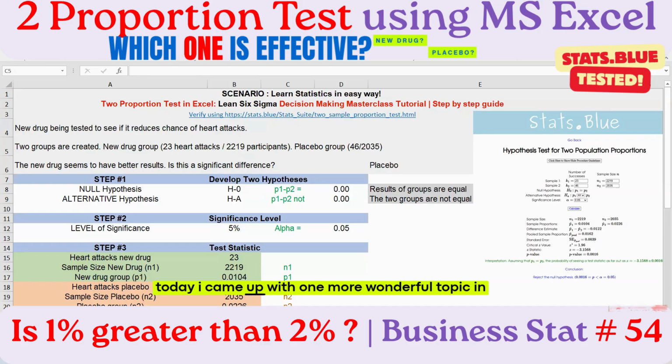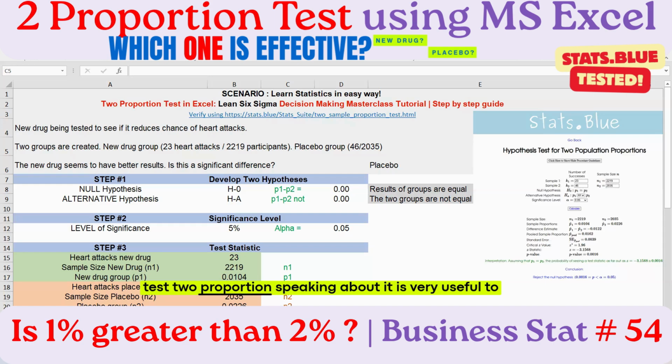And today I came up with one more wonderful topic in business statistics called the two proportion test in Excel. When we say two proportion test, we are talking about attribute data. Just to recall, attribute data is something which you can count or classify. For example, one proportion test, two proportion test, and chi-square all come under attribute or discrete data, and we're going to take a look at this one.